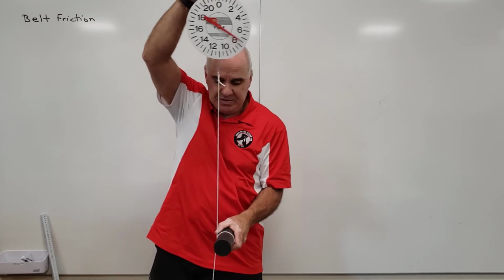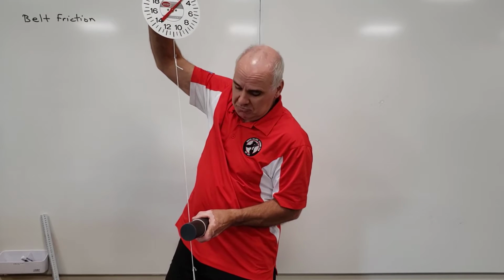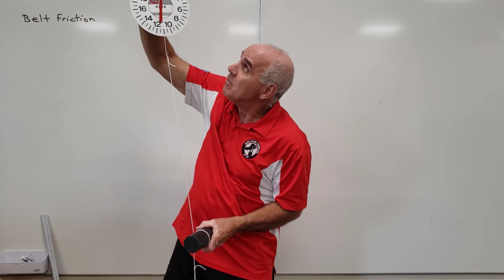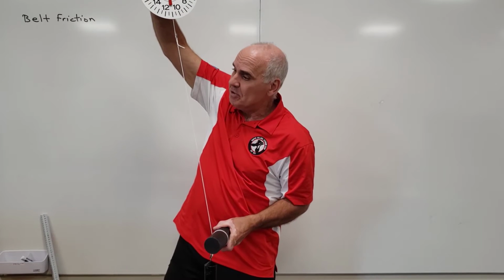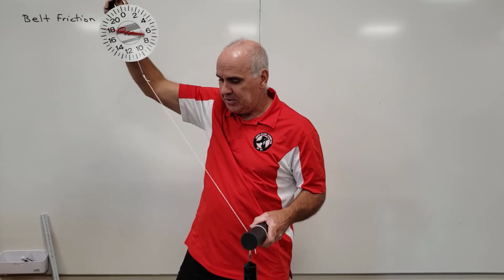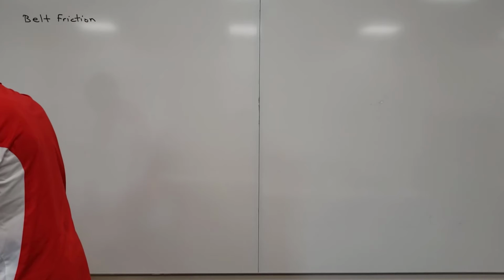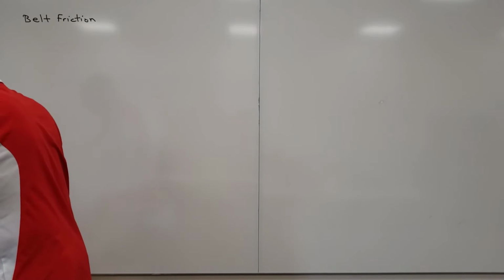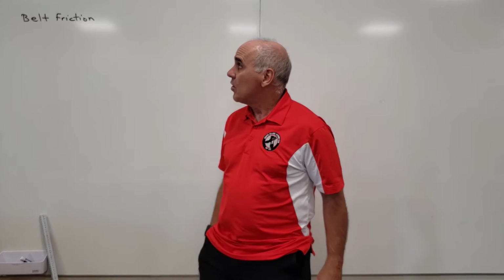Here's 360 degrees. And there it is at about 22 all the way around, and it's finally starting to move. So the coefficient of friction is causing the force to change as the angle changes going around the belt.